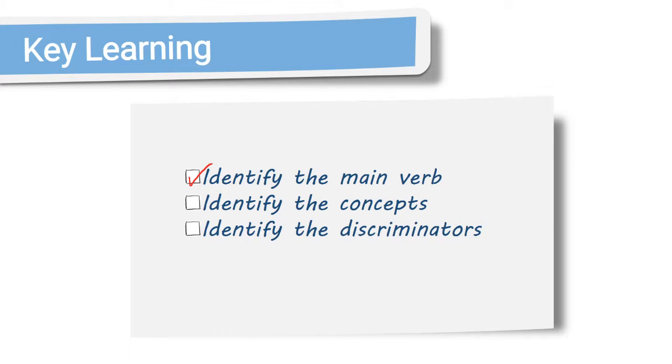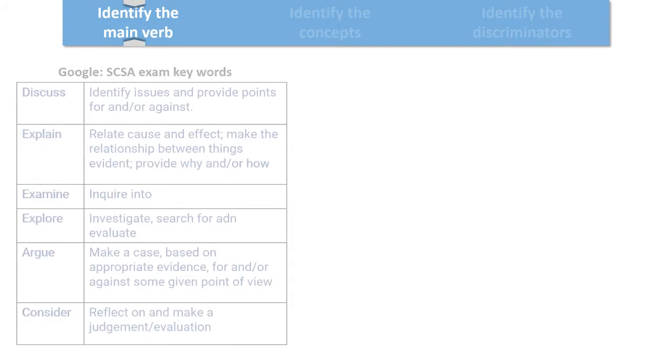First, I want you to be able to identify the main verb in the question. Following that, I want you to be able to identify the key concepts, the syllabus concepts in the question, and then identify the discriminators, and I'll explain to you what they mean. So let's start with identifying the main verb of the question.